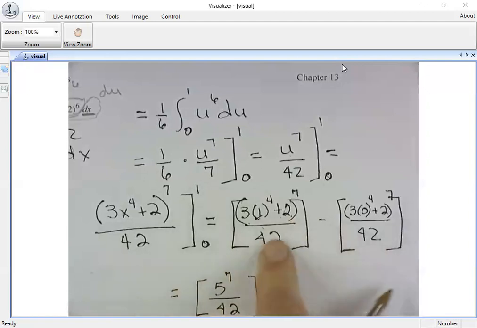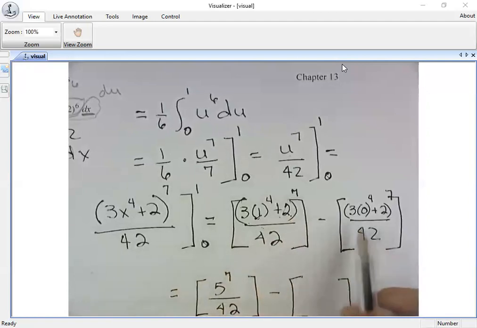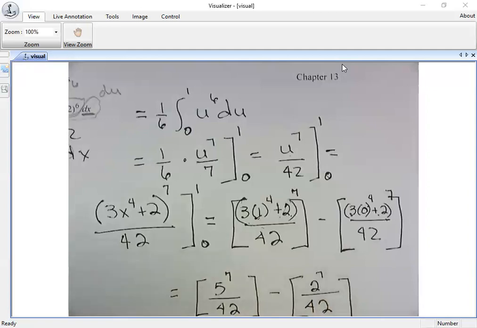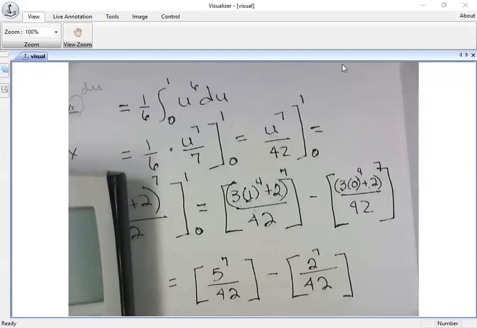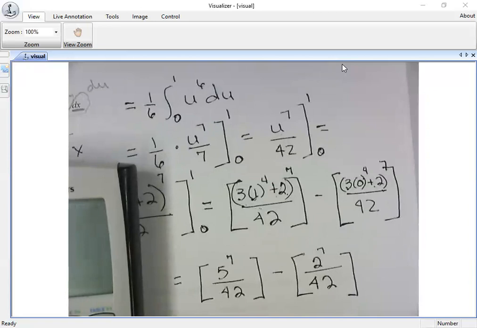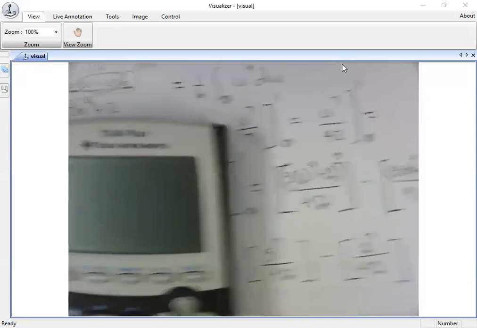That's in my upper bracket, minus, what am I going to get in my lower bracket? 3 times 0 to the 4th, that's 0, plus 2 to the 7th will be my numerator here, over 42. All right, I think this one we're going to give a decimal approximation. Okay? So let's practice how we would do that.